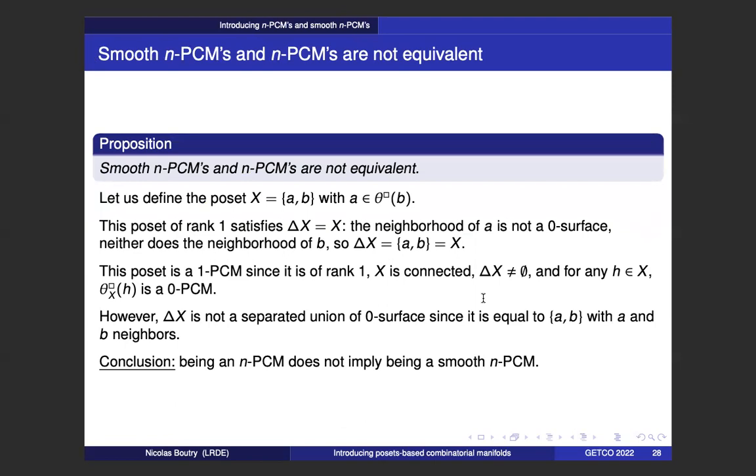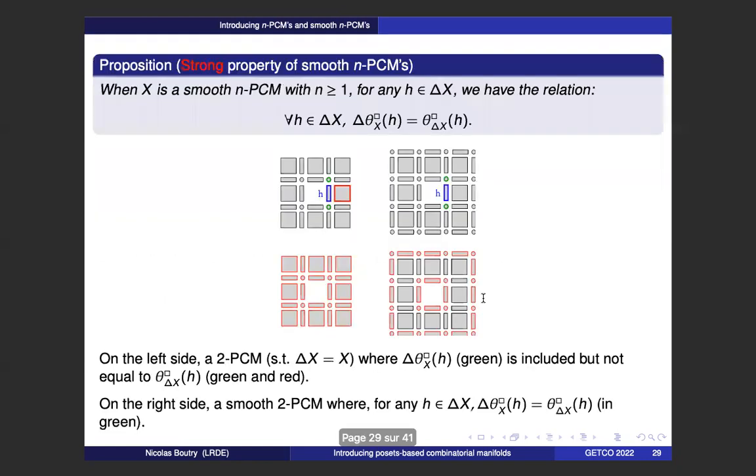So it is a little proof that they are not equivalent. For those who are interested, you take just 2 points, which are neighbors. You have A, B, A parent of B. The border of this poset is equal to itself. And from this observation, we can conclude that the border, which is a PCM and not an n-1 surface, means that we have a poset which is a PCM, but not an n-PCM, not a smooth PCM. It's just details, just to show that they are really different.